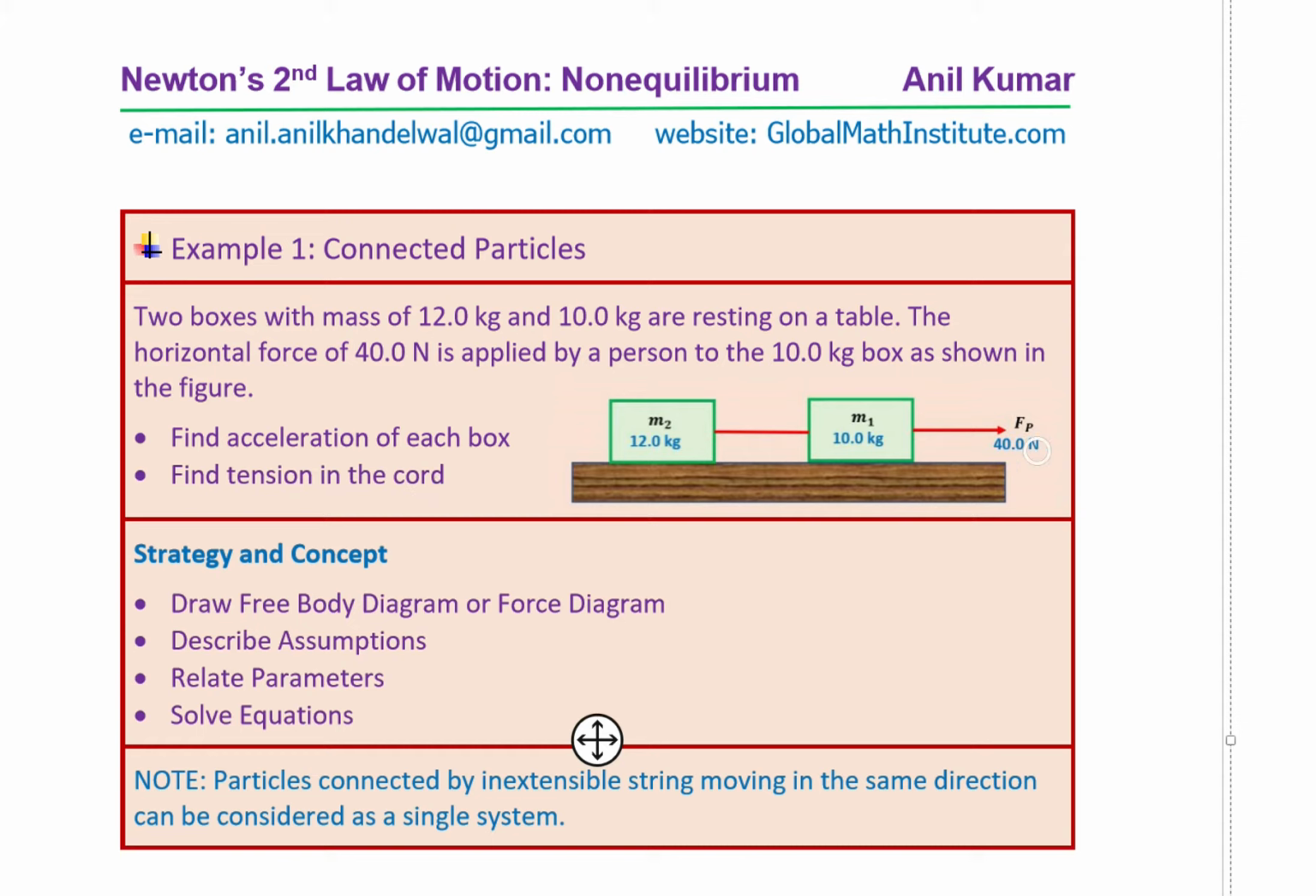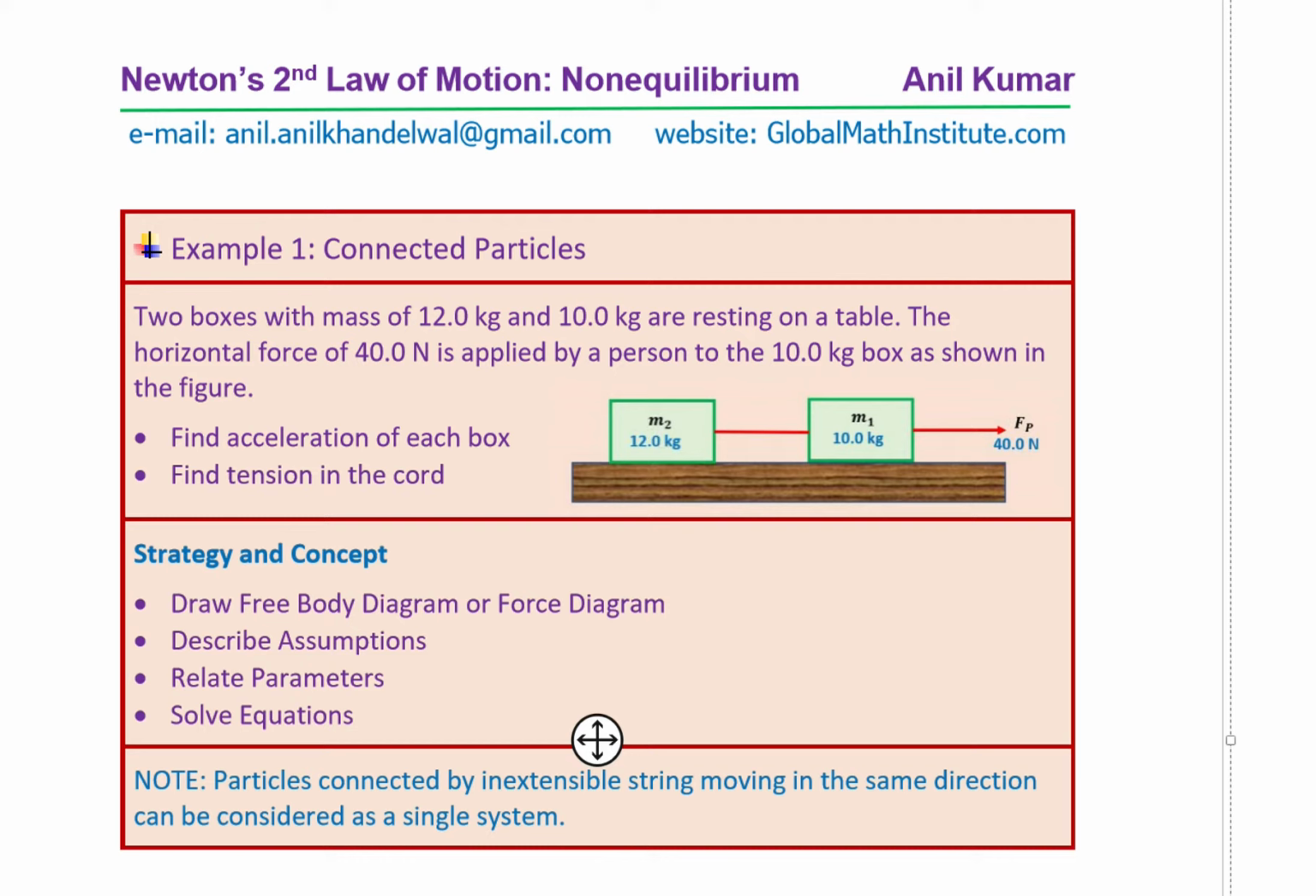So this is the additional force of 40 Newton being applied, and this is the cord, which is inextensible, right? Very light. So all those properties and assumptions should now be clear to you as we go along. These are the two masses, 12 kg and 10 kg. We label them as M1, the 10 kg mass, and M2, the 12 kg mass, correct?